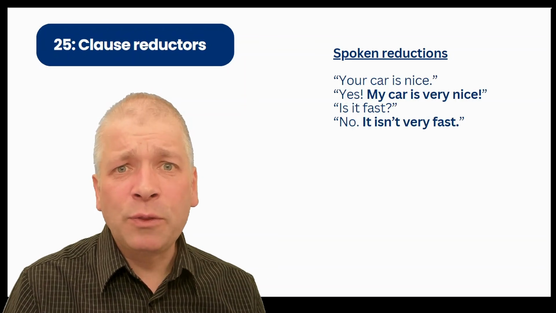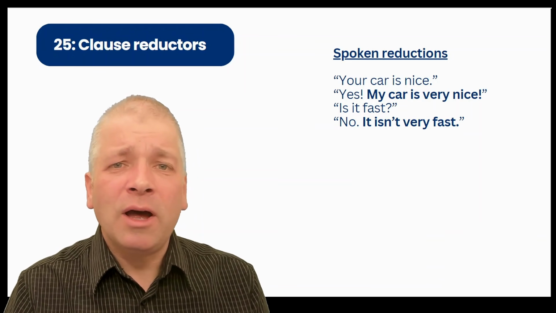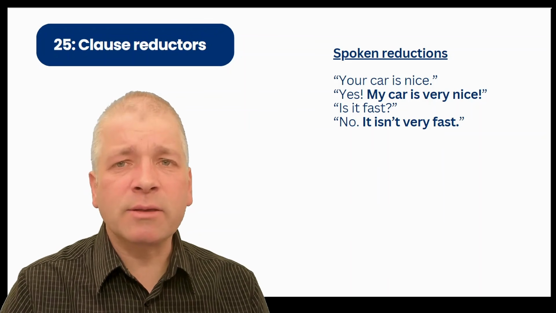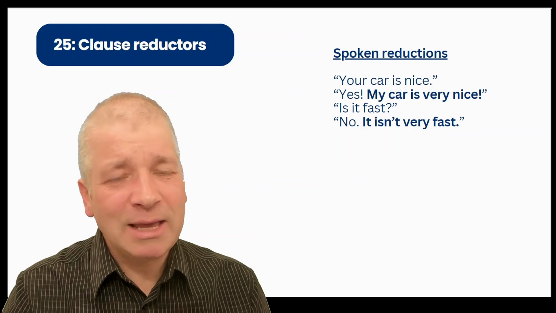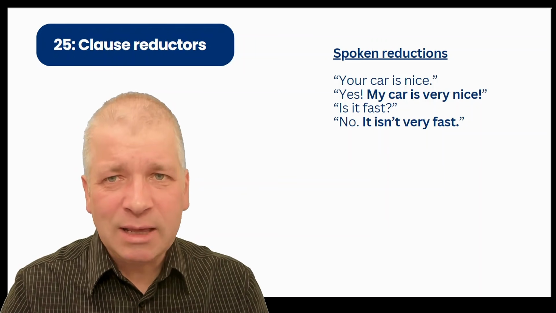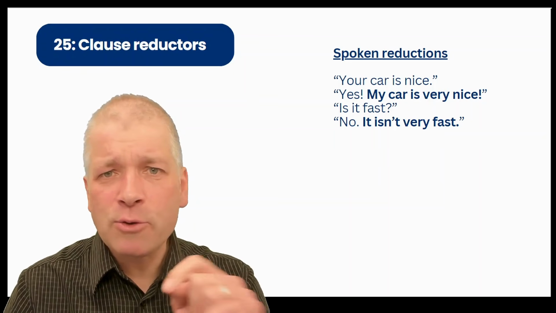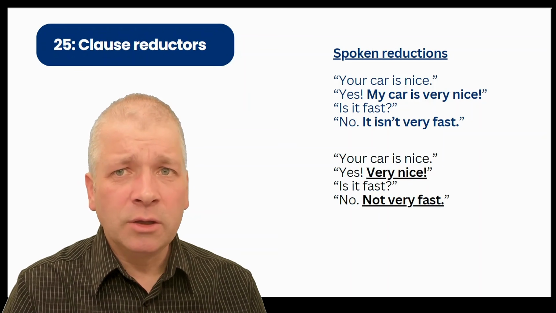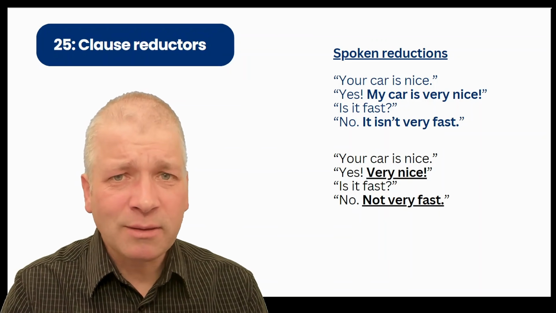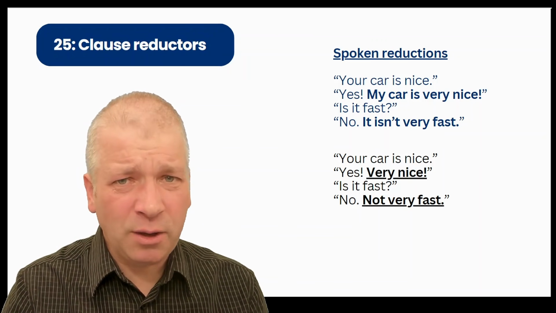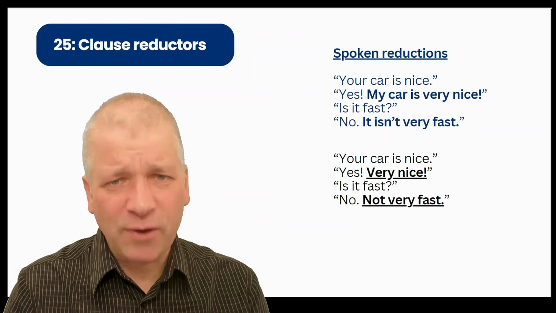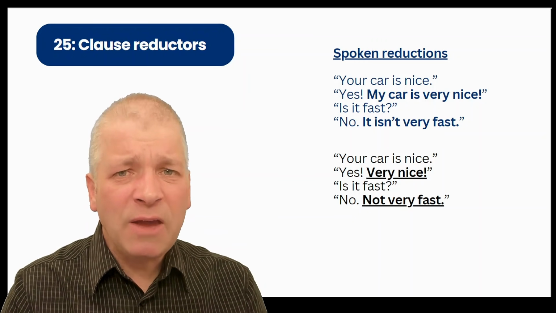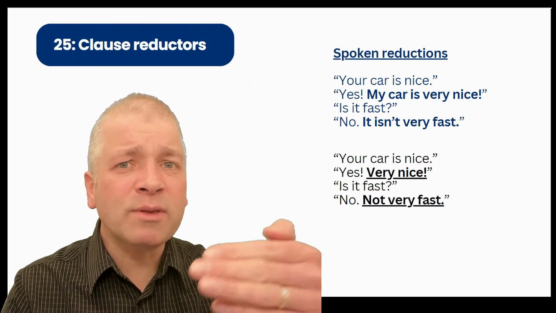Let's begin with an example of how a conversation might be written. Your car is nice. Yes, my car is very nice. Is it fast? No, it isn't very fast. That's how you'd write it, but in speaking, it would look more like this. Your car is nice. Yes, very nice. Is it fast? No, not very fast. So we often remove the subject and the verb if it's obvious from context or what was said before when we're speaking.